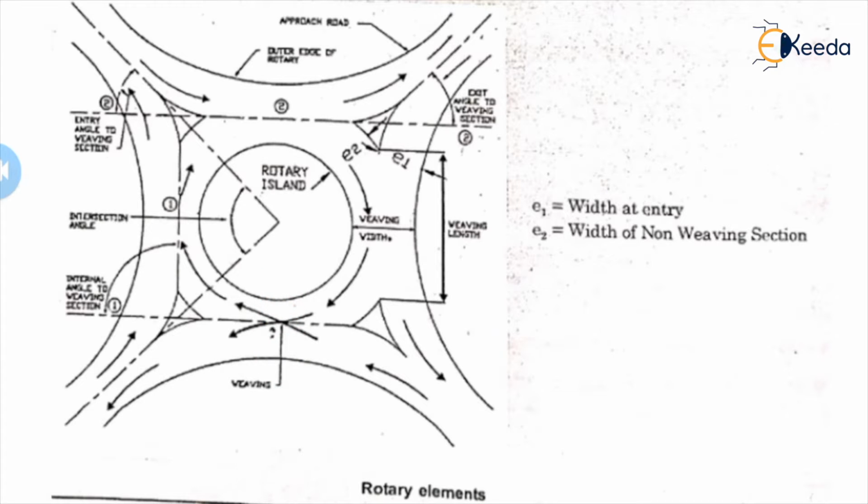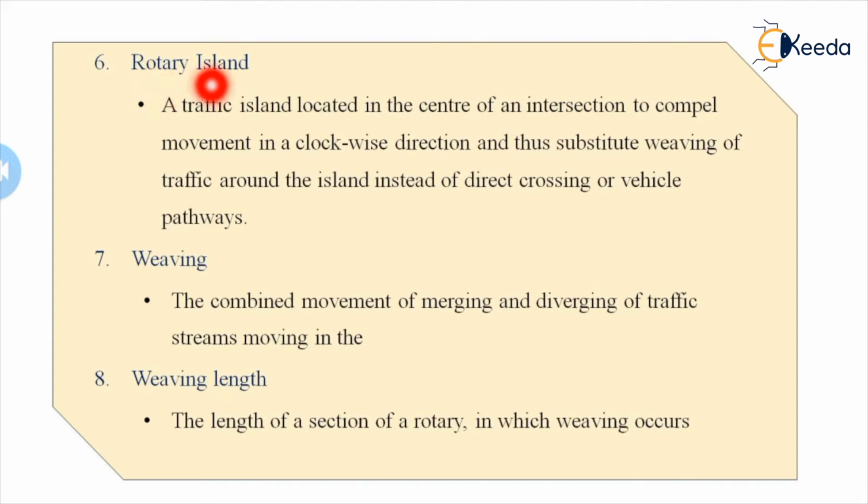So these are the few components which I have covered here: weaving length, weaving width, entry width and exit width. Other components I will cover in the further slides. Rotary island. So what is a rotary island? A traffic island located in the center of an intersection to compel movement in the clockwise direction or anti-clockwise in the foreign countries, and thus substitute weaving of the traffic around the island instead of direct crossing of vehicle paths.